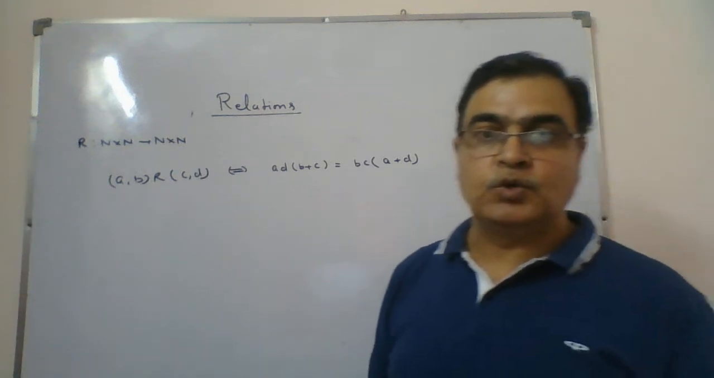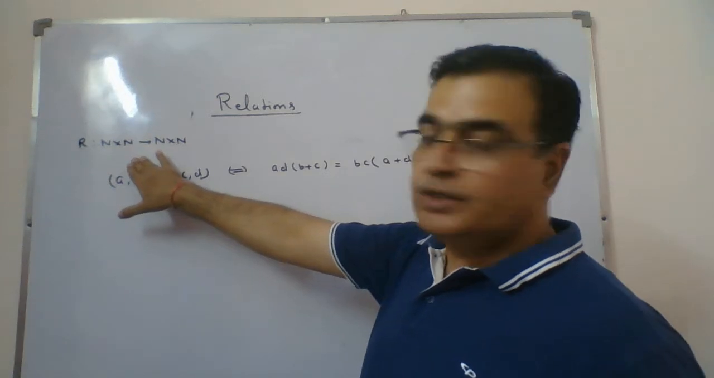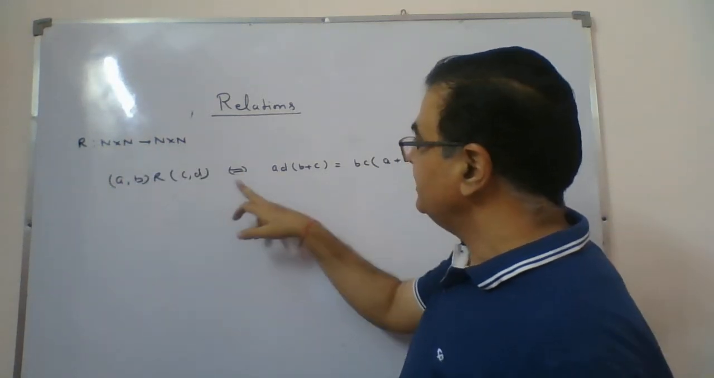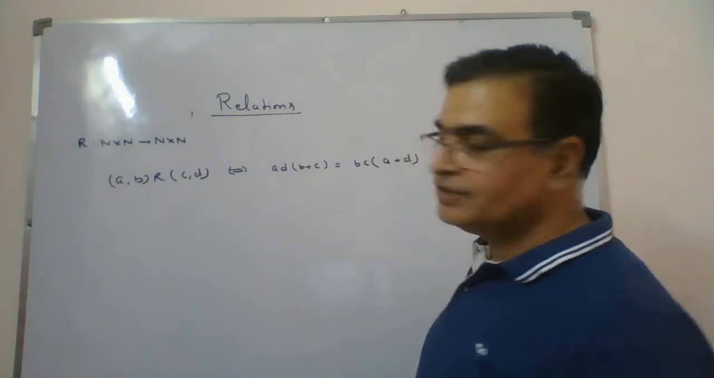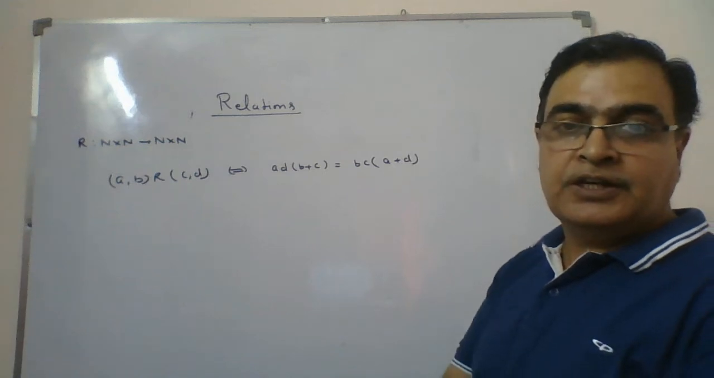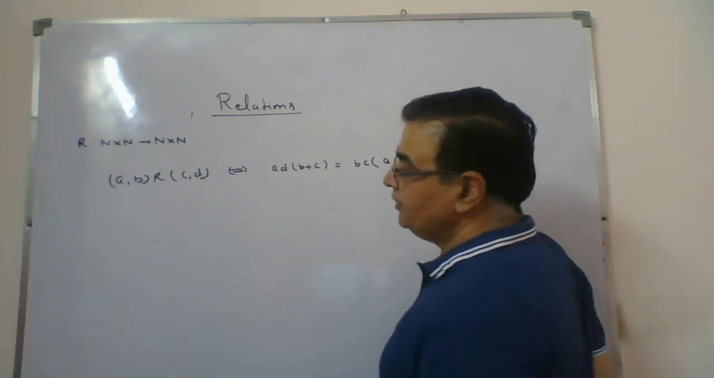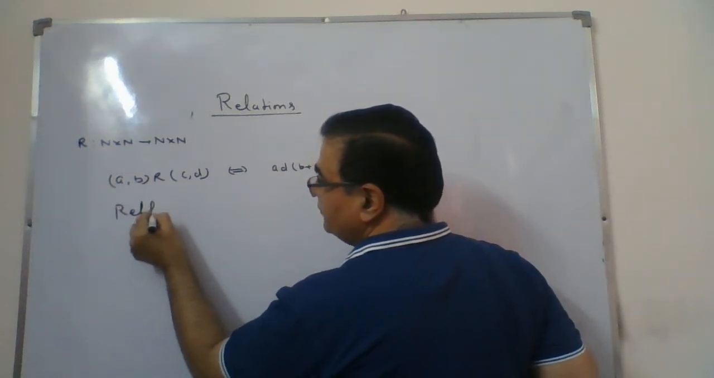Yes, this is another good question we have. Again, the relation is going from natural cross natural to natural cross natural, and the relation is (A,B) relates with (C,D) if and only if AD into B plus C is equal to BC into A plus D. We have to show that this relation is again an equivalence relation. So when you start with the equivalence relation, first we go for reflexive.